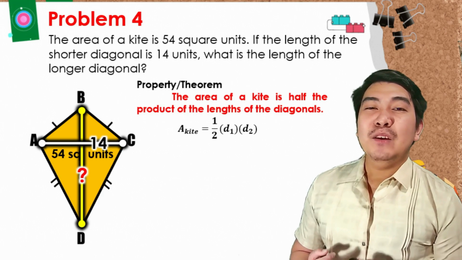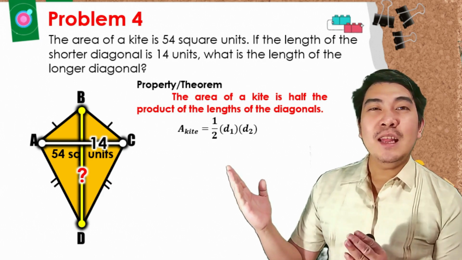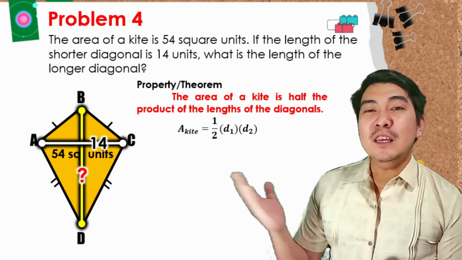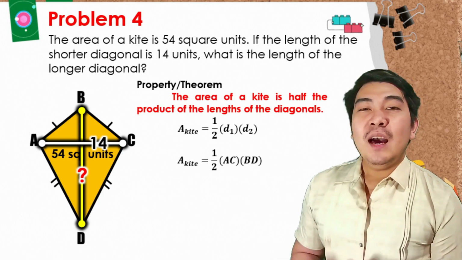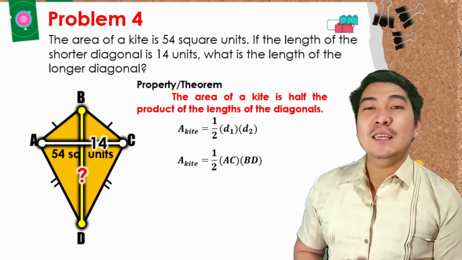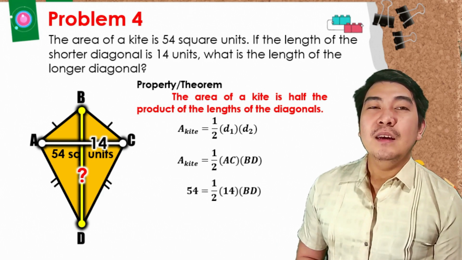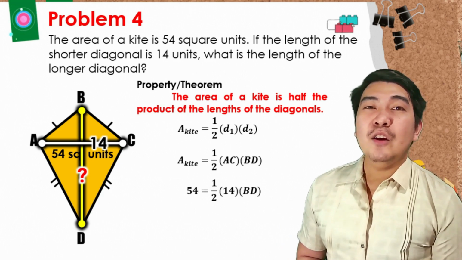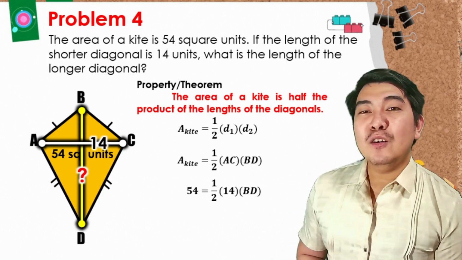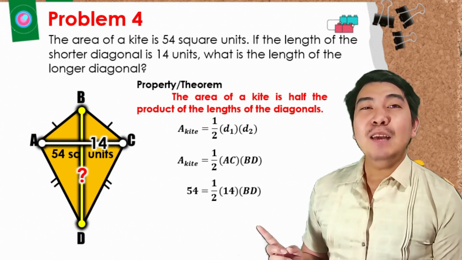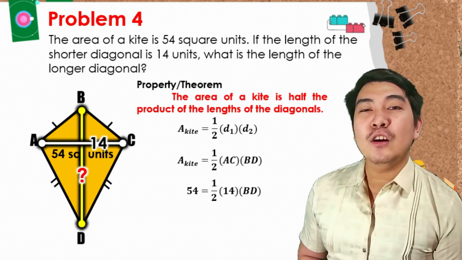So that will be given by the formula, the area of a kite is equal to 1/2 times diagonal 1 times diagonal 2. So in this case, since we are given kite ABCD, the area of a kite is equal to 1/2 the length of AC times the length of BD. Let us now substitute the given. So that will now be 54, since the area of the kite is given, is equal to 1/2 times the length of the shorter diagonal, which is 14, times BD. Si BD kasi yung hinahanap natin kasi si BD sa ating illustration ang longer diagonal.